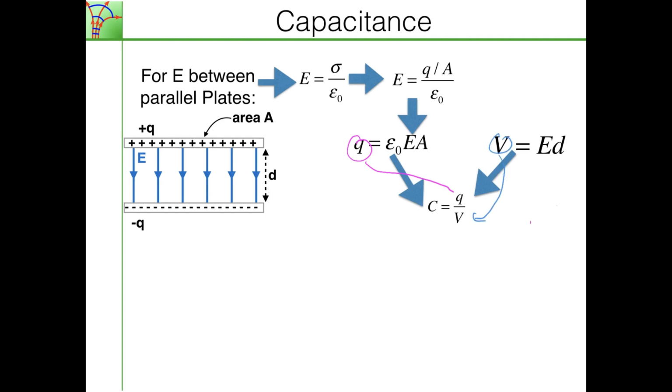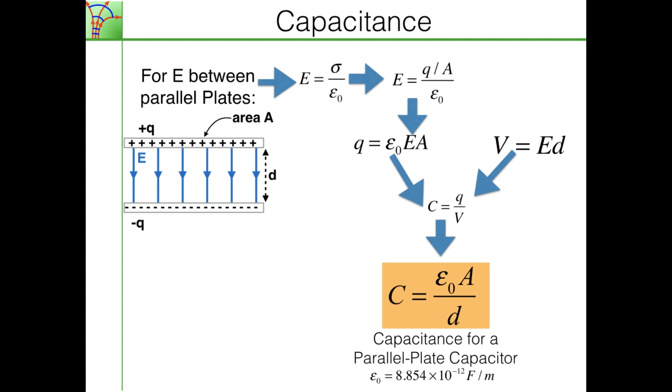So I'm going to plug Q into here, and I'm going to plug the voltage into here, and you'll see that the electric fields cancel out, and it simplifies down to this expression for the capacitance due to parallel plates. The capacitance gets larger the larger the plates are, and the capacitance gets smaller the larger the distance between them. I have a simulation to show this relationship.